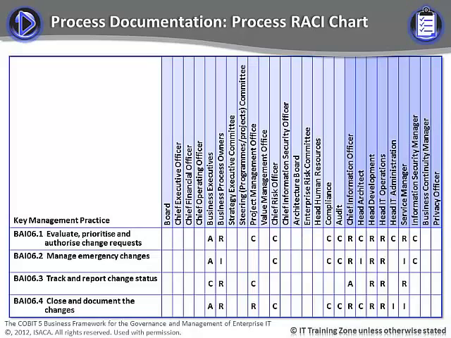The diagram on your screen shows the RACI chart provided for process BAI-06 Manage Changes. The chart shows the responsibilities of a range of stakeholders in relation to the 4 management practices defined for this process. We'll be looking at these practices later in the lesson. You'll notice that the diagram uses different shading to distinguish between business and IT stakeholders.